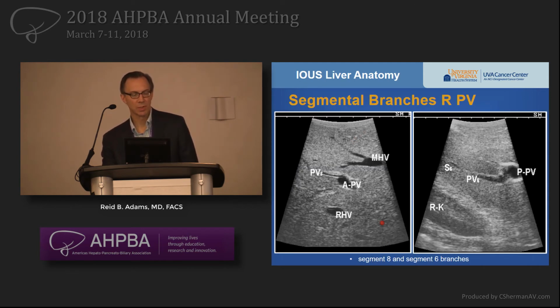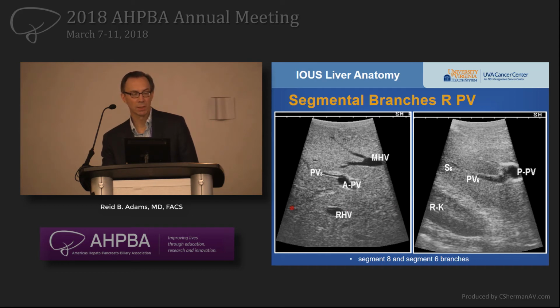So this is a good example of that, where on the right anterior, as you move further superiorly and to the right, you can see the segment 8 pedicle. Again, middle hepatic vein is here. As I mentioned, here's this black hole where the anterior pedicle and the posterior pedicle, which is not shown here, this Y, and the hole in the middle of the Y is the right hepatic vein.